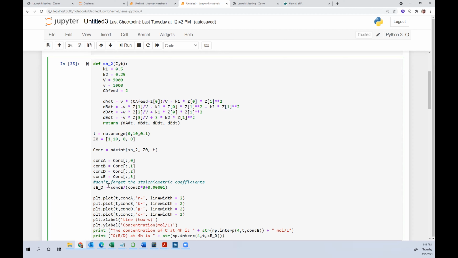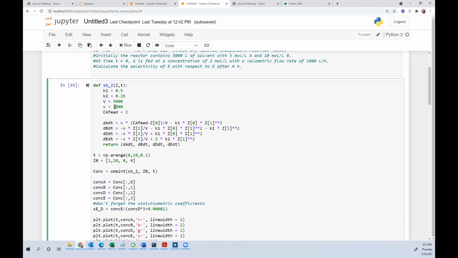So after 4 hours, this is 9,000 liters volume of the reactor. And then you'd have concentration of B that was at the beginning, plus B that's fed, minus B reacted. So you'd have to do all of that. And that's example 7.5, so you can look that up.